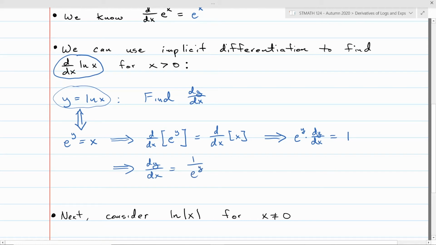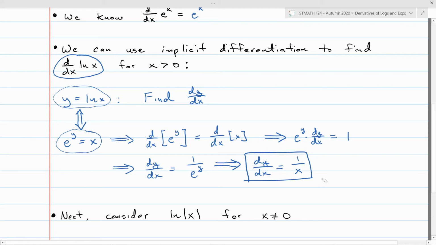Well, that looks a little weird, but if you just remember, what is another name for e to the y? Well, I'll give you a little hint. Look at this equation here that I'm circling. e to the y, another name for that is just x. So this just turns out to be dy dx equals 1 over x. So that's the derivative of your natural log function.